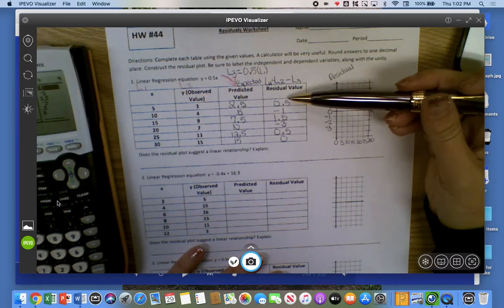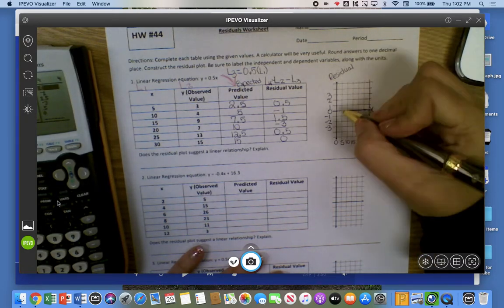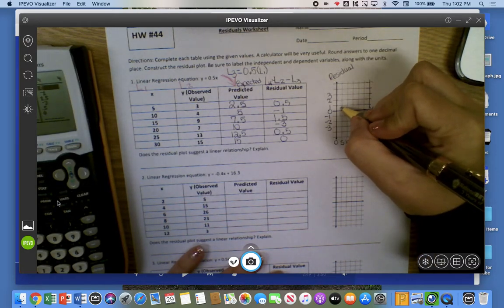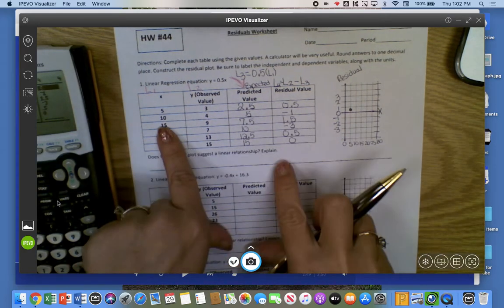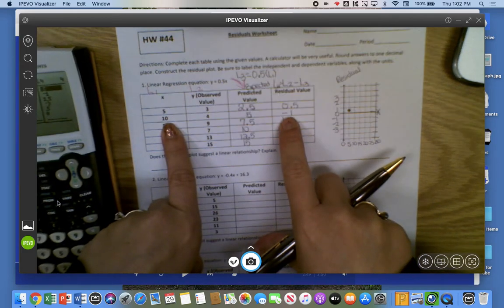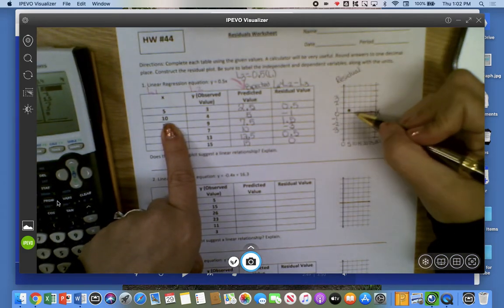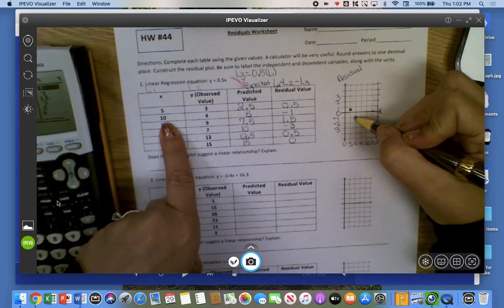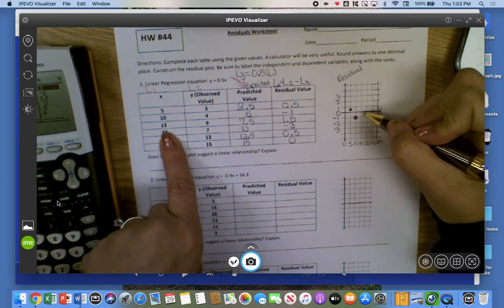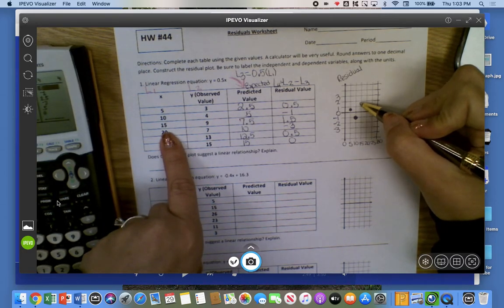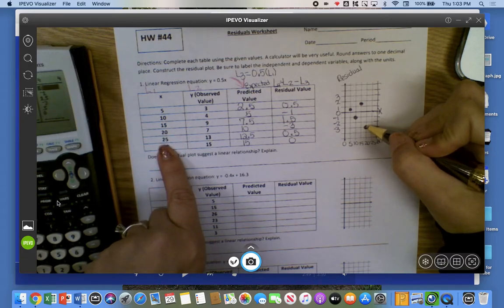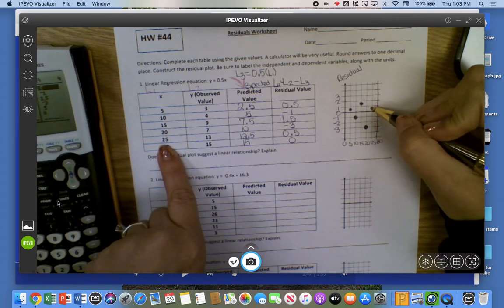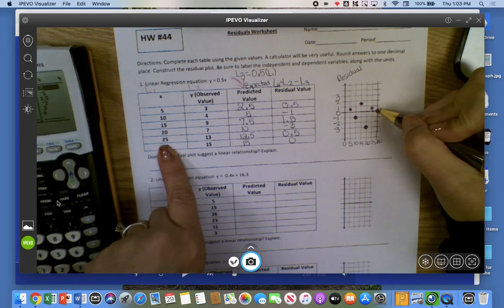So on our first one, when x is 5, our residual was +0.5, so we're going to go in between 0 and 1. When x is 10, our residual was -1, so we're going to go over. Then at 15, it was 1.5, so we're going in between 1 and 2. At 20, it was -3. At 25, it was 1/2. And at 30, it was 0.